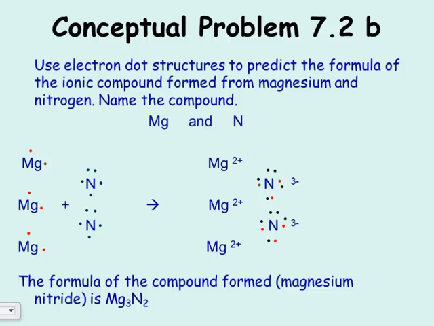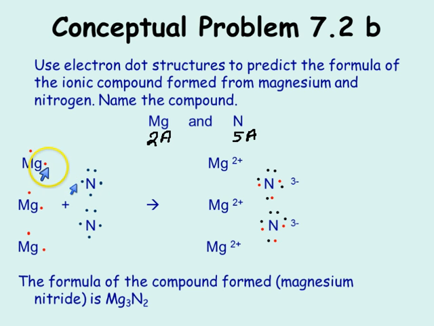Here's some other examples. Use the electron dot structures to predict the formula of the ionic compound formed from magnesium and nitrogen. So let's look at where they are in the periodic table. Magnesium is in group 2A, so it's going to lose 2 electrons. Nitrogen is in group 5A. It has 5 valence electrons. So magnesium has 2 valence electrons, and nitrogen, 5A, has 5 valence electrons.